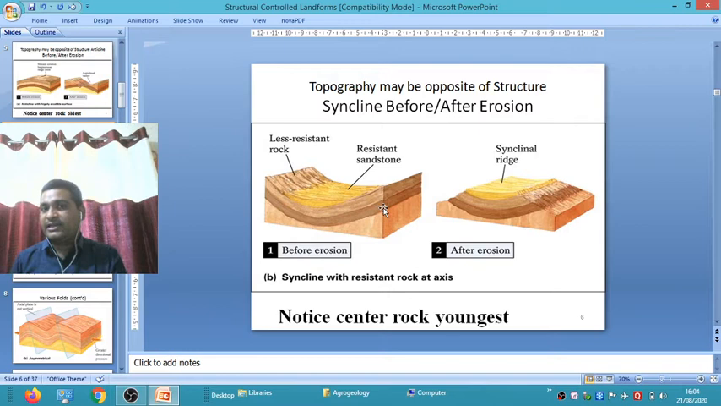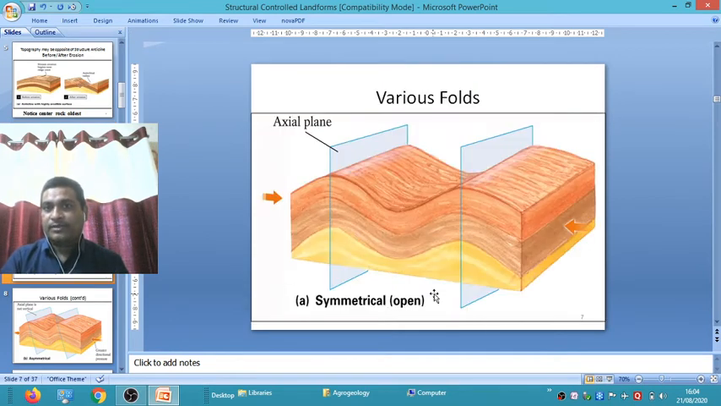Syncline, in the case of syncline, this is before erosion. The less resistant rock remains and the resistant sandstone remains. Less resistant rock has been removed and formed a gully-like structure, a small U-shaped valley, and after heavy erosion the synclinal ridges are formed. Syncline before and after erosion structures. Okay, these are the various types of fold.